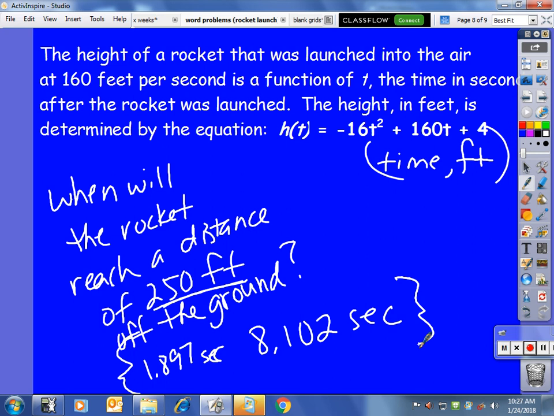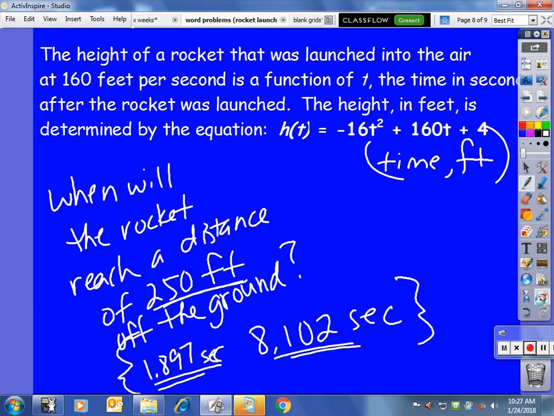What was the first time it reached a height of 250 feet? That would be this one. What's the second time it reached a height of 250 feet? That would be the one on the way down, the bigger one. Took more time because it kept going up. It reached its maximum height, and then it started coming down.